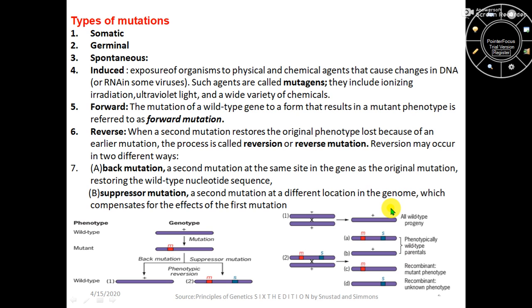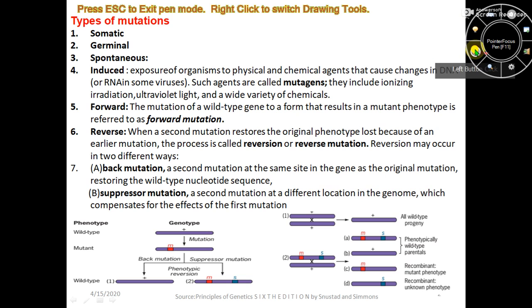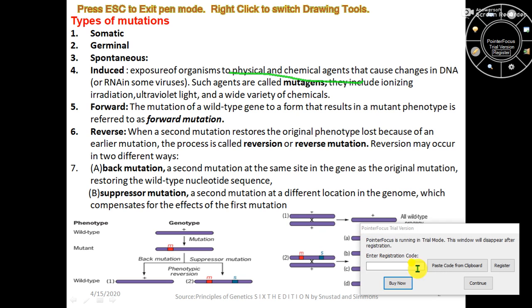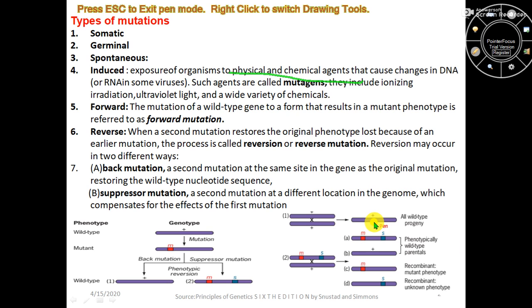Our next discussion is induced mutations, when exposure of an organism to physical and chemical agents causes changes in DNA and RNA. This is called induced mutation. Many physical agents, such as UV rays, irradiation, and intercalating agents, cause mutation called induced mutation. Other types of mutations are forward and reverse mutations.